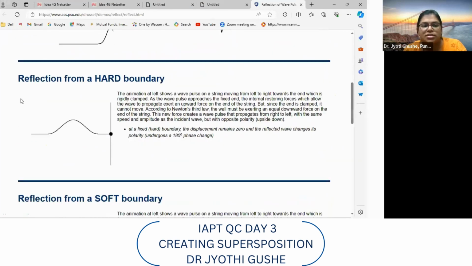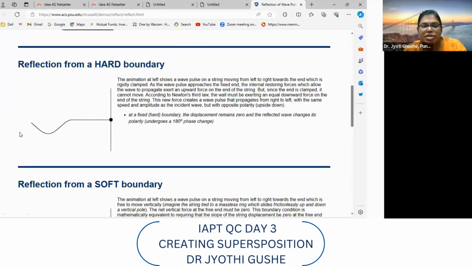If I consider the reflection from a hard boundary, what is happening? Just observe. When a crest reaches a point, this point is fixed. It cannot move. There is a rigid wall. So when a crest approaches, it will be reflected as a trough. So there is a phase change of 180 degrees. Phase, again, I am using the same word. The state of motion is changing. Initially the particles were moving in the upward direction. Now they have started moving in the downward direction. So there is a phase change of 180 degrees on reflection.